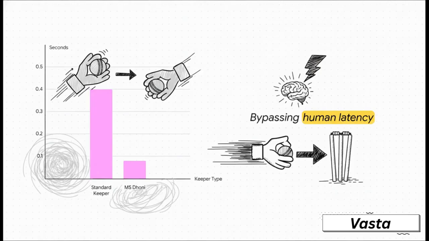And this brilliantly illustrates that gap. While a standard wicketkeeper takes about 0.40 seconds to react and dislodge the bails, Dhoni is getting it done in 0.08. How is that even possible? Well, he bypasses human latency. Standard keepers catch the ball by absorbing it. They move their hands backward. Dhoni, on the other hand, uses a forward catch kinetic motion. His hands actually move with the ball toward the stumps. He's creating a biomechanical short circuit.